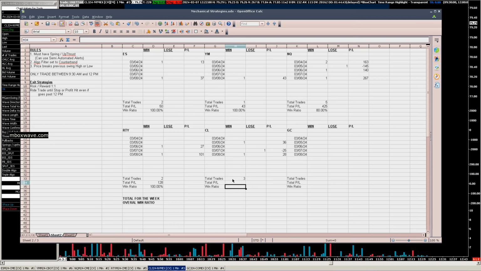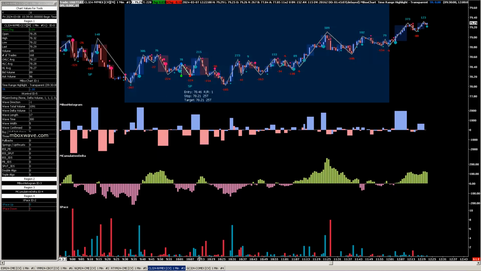Win ratio, we've got 2 out of 3, so 66.67% here. And the profit loss sum equals this. So we still made 39 ticks. That's all right. So let's do gold now, the last one.